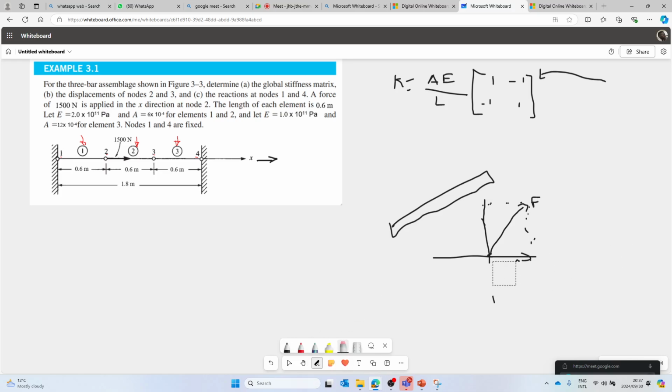First of all, you look at the problem, you have to read. When you read, they said for the 3 bar assemblage. They say 3 bar assembly because you have 1, 2, 3. It's an assemblage of 1, 2, 3. Now, A, determine the global stiffness. B, the displacement of node 2 and 3. C, the reaction of node 1 and 4.